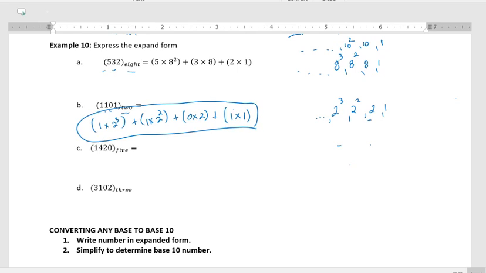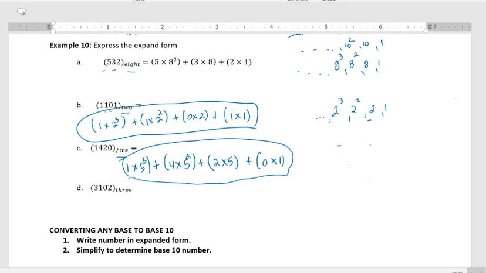Okay, let's try the next number. So the base is 5. So we're going to have 0 times 1 plus 2 times 5, since we're in base 5. Plus 4 times 5 squared plus 1 times 5 cubed. If you wanted to know what 1420 in base 5 is equal to in our base 10 number, then we would just have to simplify what we have here in our expanded form.